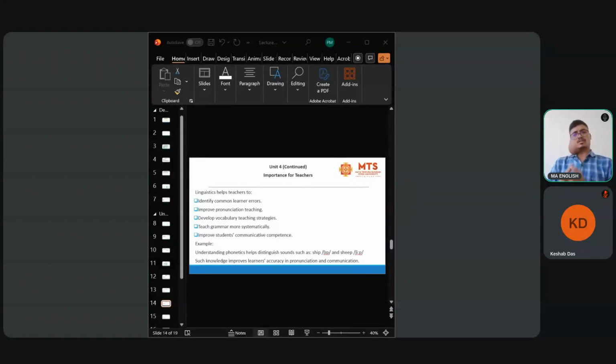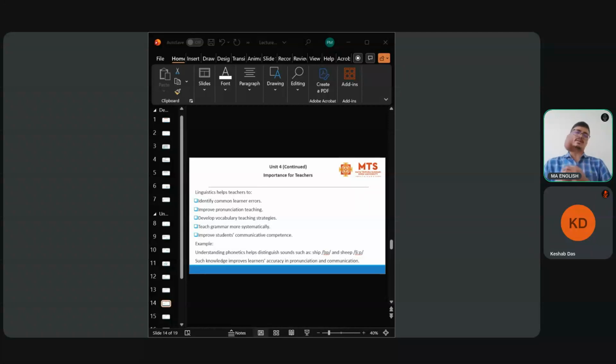The fourth benefit is that linguistics helps teachers teach grammar more systematically rather than presenting grammar as a list of rules to be memorized. A teacher who understands syntax, the study of sentence structure, can help students see the underlying logic of grammar. This leads to deeper understanding and more accurate language production.